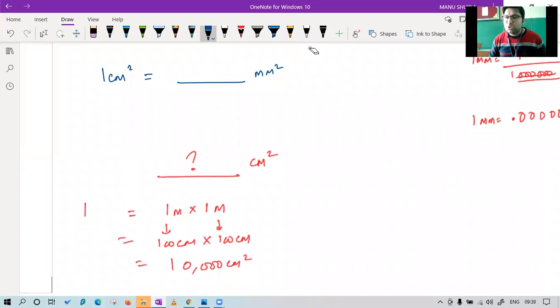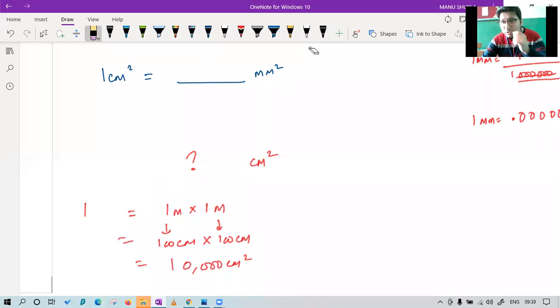Class, now find this one. We know in 1 centimeter there are 10 millimeters. You have to tell me in 1 centimeter square how many millimeter square. Think about it and tell me the answer.